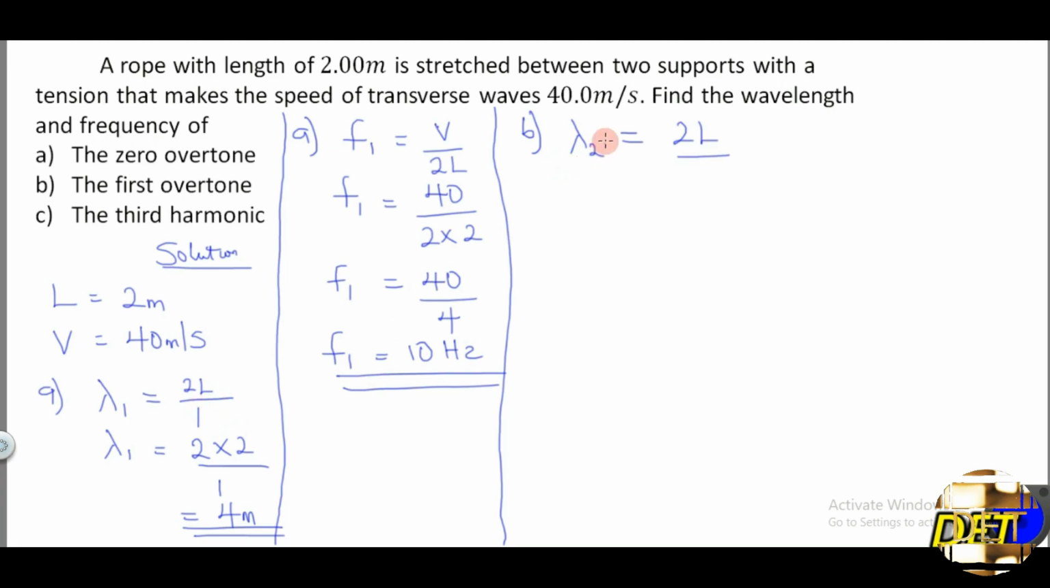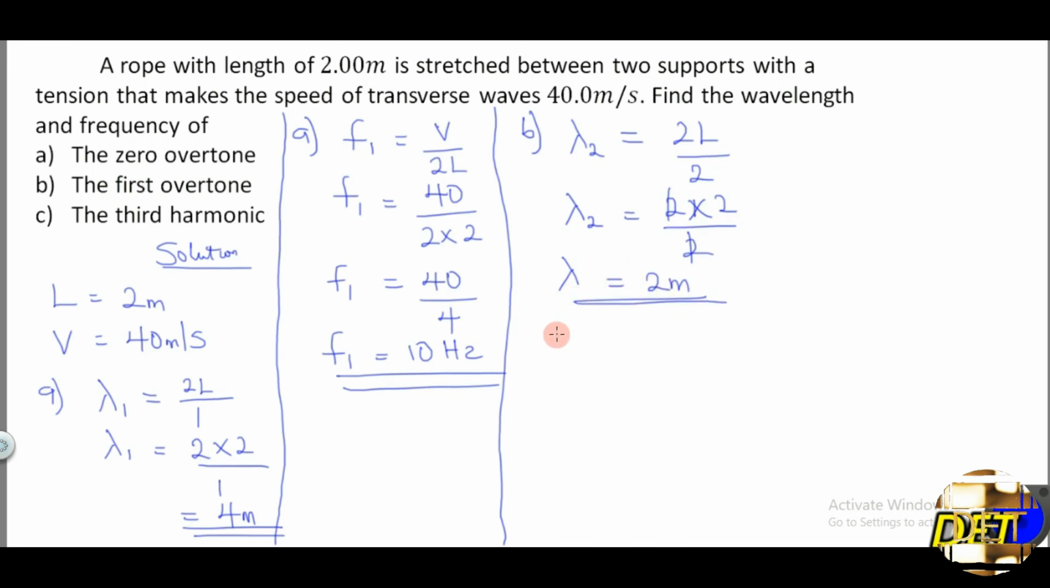I will not write 1 here. I will divide it by the number of harmonic, which is 2, right? So lambda 2 is equal to 2L, 2 times our L, which is 2, divided by 2. 2 cancels out 2, right? So the wavelength of the second harmonic, which is this first overtone, is equal to 2 meters. This is your answer, right?